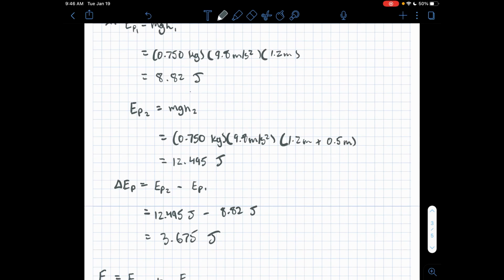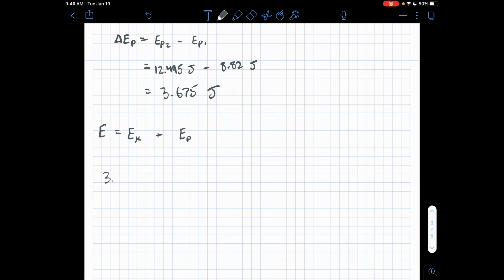So now finally, for question 3, using the information from question 2, find the maximum kinetic energy of the ball if it is dropped. I'll give you a second to do that. Shouldn't take too long.